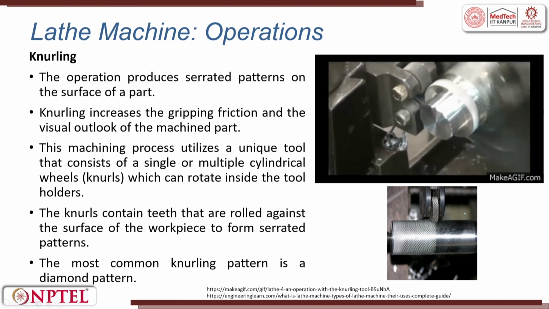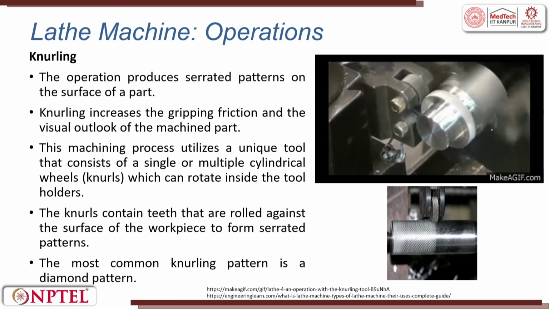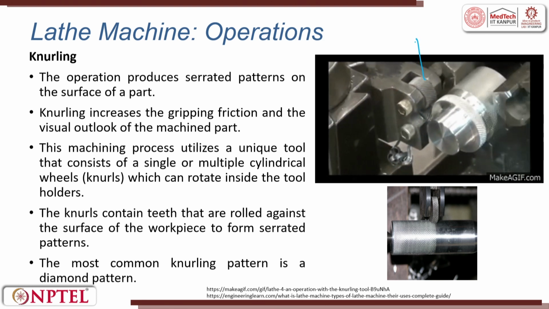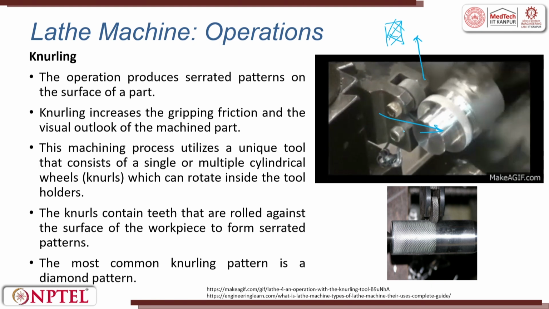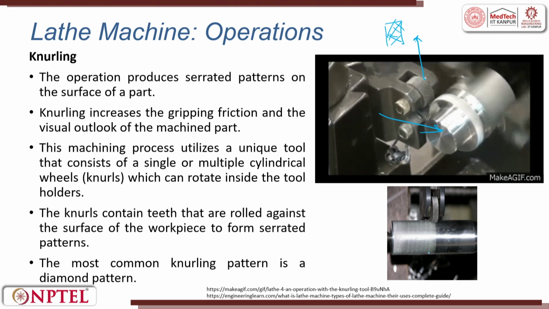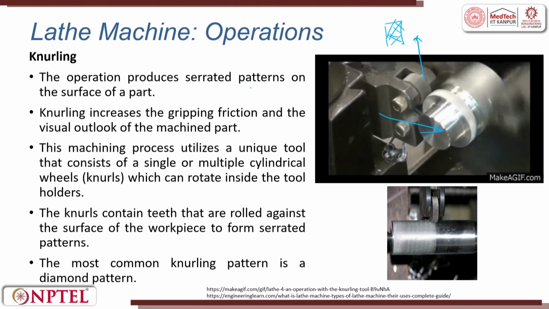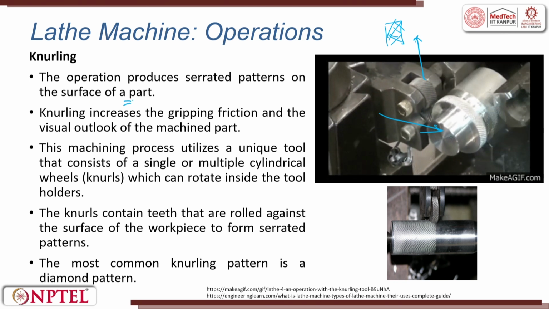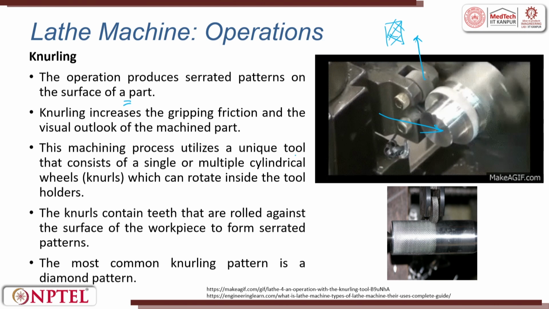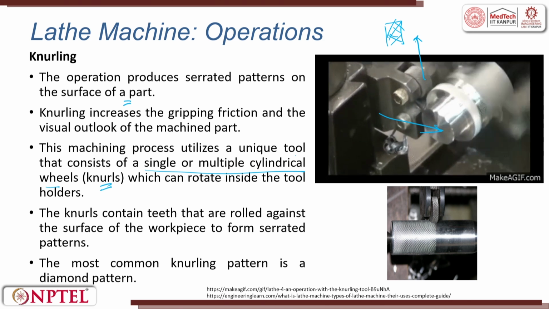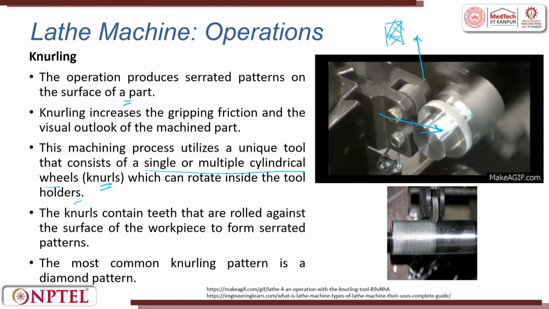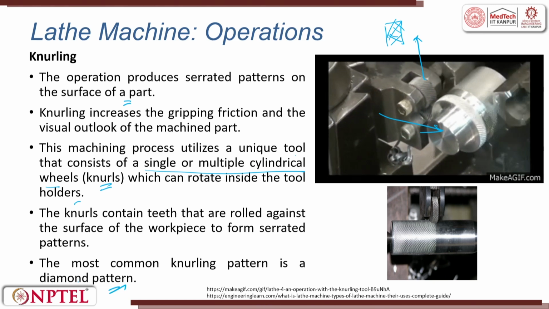Knurling operation, as I said, you have a tool which goes around. You can see here, this is a knurling tool which has a diamond-like cut on it. What we do is we just plunge this on top of a workpiece to create the knurling profile. The operation produces a serrated pattern on the surface of a part to give a better grip. The machining process utilizes a unique tool which consists of a single or multiple cylindrical wheels called knurls, which can rotate inside the tool holder. We plunge these knurls against the workpiece to get this operation. So they create diamond-like patterns.